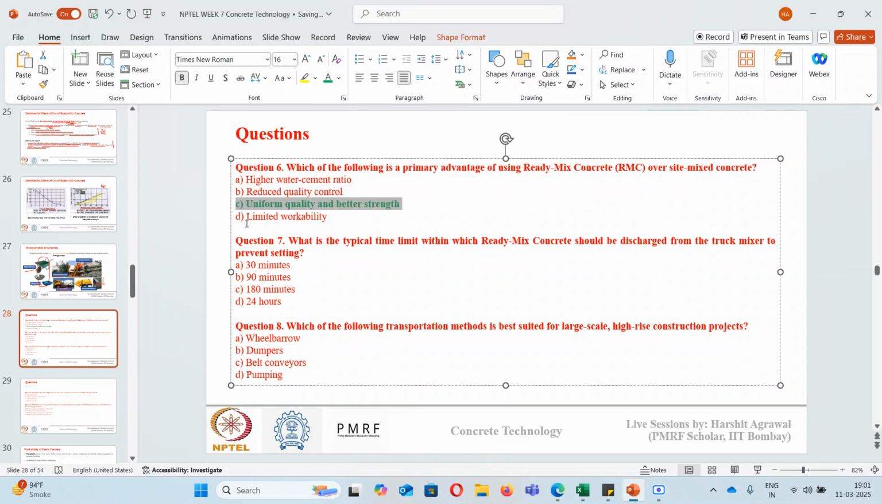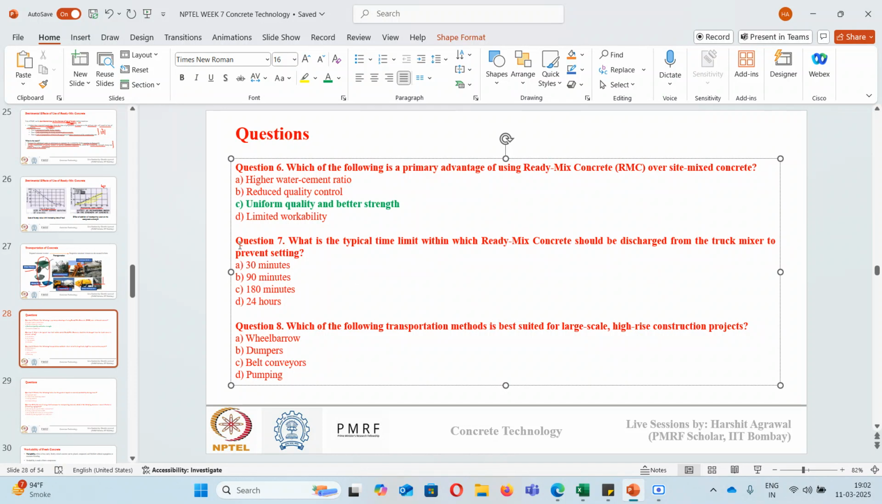Why? Because RMC is produced in a controlled condition at a batching plant, and it ensures consistent quality and strength. It will eliminate any variability in the mixing, which can occur in site mixed concrete. At site when I'm proportioning my concrete, I can have some variability in the proportion, which is eliminated during RMC.